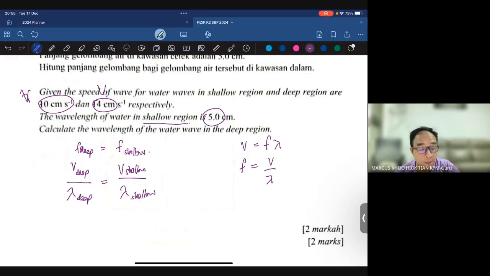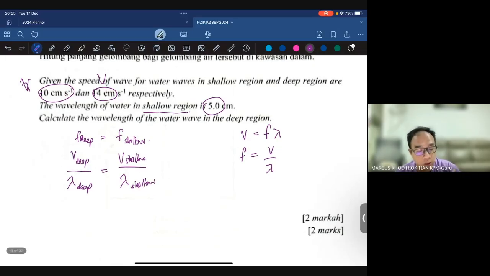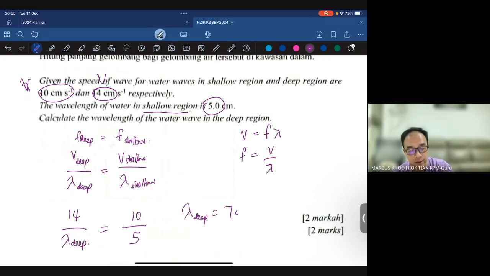Then kamu boleh gantilah. The V in the shallow is 10. The lambda at the shallow is 5. The V at the deep is 14. Kita mau cari the lambda at the deep area. So this will give you lambda of the deep area is 7 cm. That will be the answer. Most of the time, if there's a calculation question for refraction, this is probably the question. They will test you to see if you remember that the frequency of the deep and the shallow area is the same, so you get V over lambda for that.